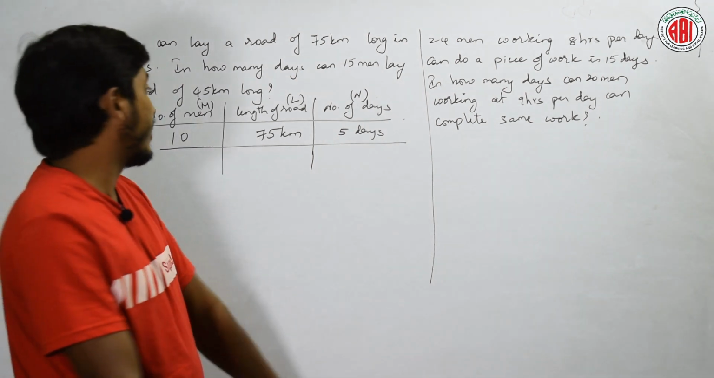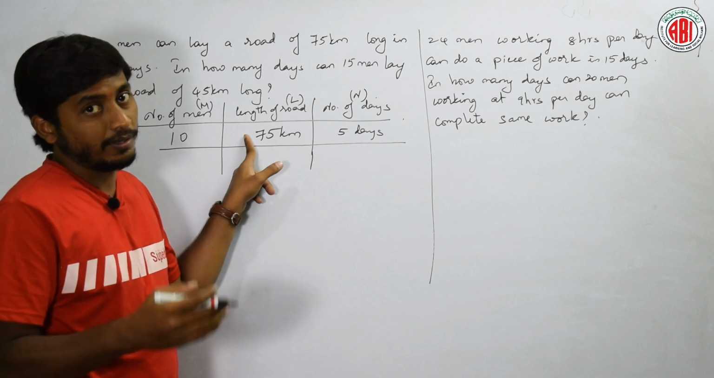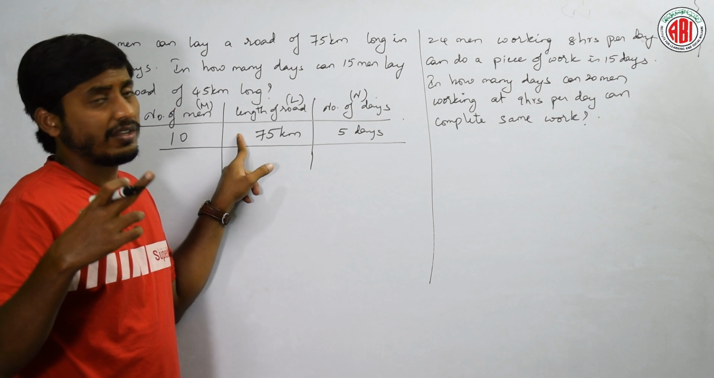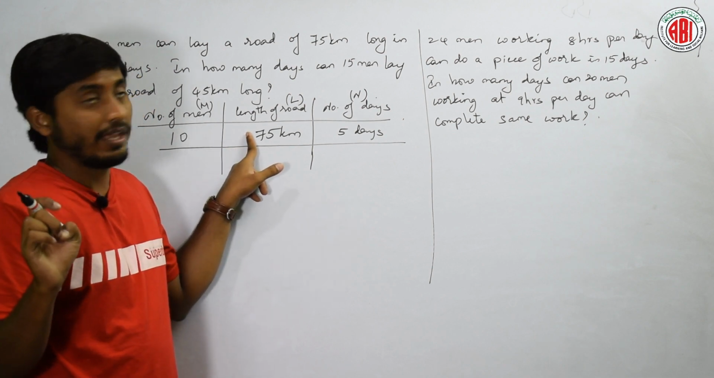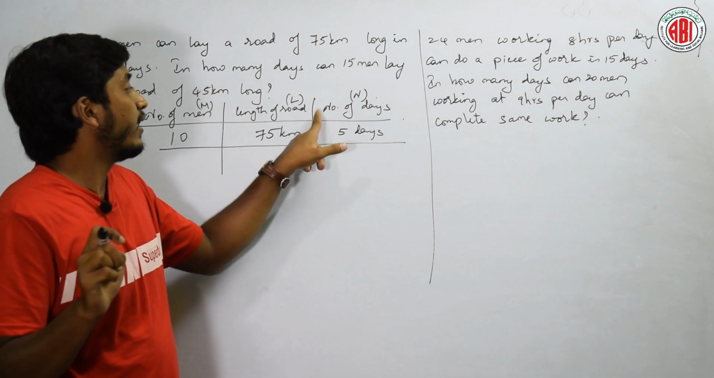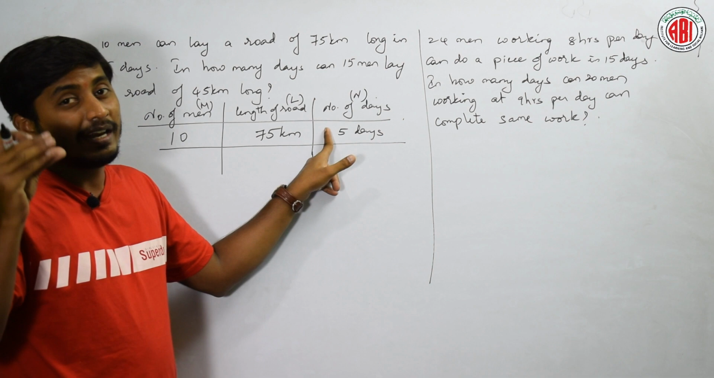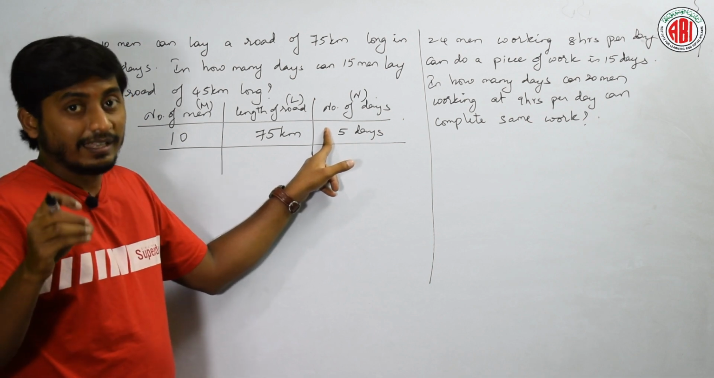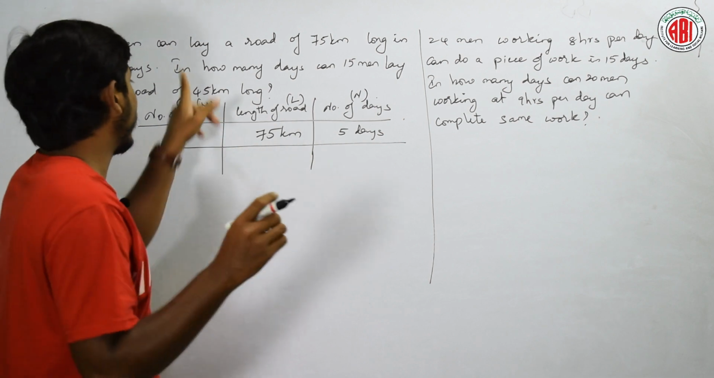Okay, now see here, for 10 men 75 km length of road, which means if the number of people increases, obviously the length also increases, therefore both are directly proportional. Okay, next here, number of men, number of days: if the number of men increases, the number of days will decrease, which means it is inversely proportional. Okay, now check the next question.